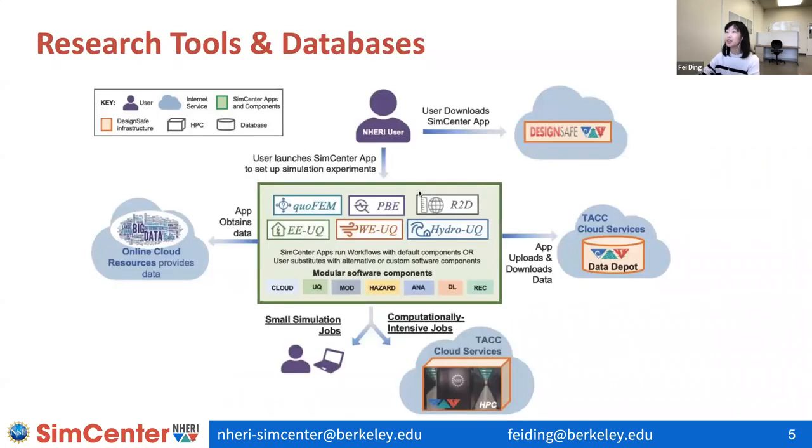To use a SimCenter app, you can download it from the SimCenter website. These apps are stored in DesignSafe. For example, if you want to run a CFD simulation using WEUQ, you can download the WEUQ app from the SimCenter web. We allow the simulations to be run either on your local computer or on TACC HPC nodes. But for CFD simulations, normally we need at least 16, or 64, or even more than 100 processors to run the simulation, so it's not feasible to run the simulations on your local computer.